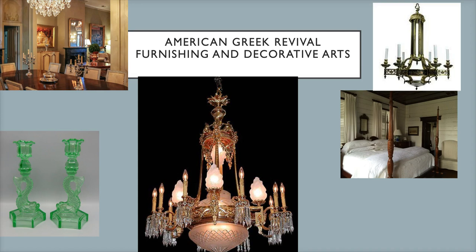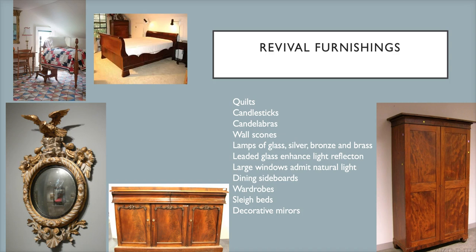Here are some more examples of American Greek revival furnishings and decorative arts. Brass and bronze were used on the gasolier lamps, poster beds, candelabras. So the revival furnishings, quilts, the common coverings on the bed. Candlesticks could be used on tables and walls. Candelabras, wall sconces, lamps of glass, silver, bronze, and brass we saw on the previous slide. Leaded glass enhanced the light reflection in windows and different decorative objects. Dining sideboards were used, wardrobes for hanging clothes, sleigh beds, and decorative mirrors.